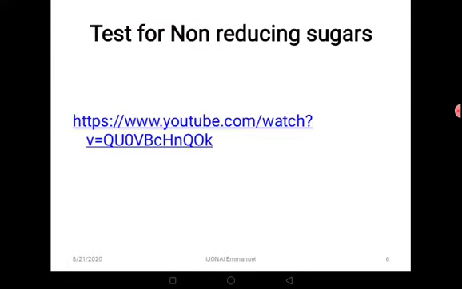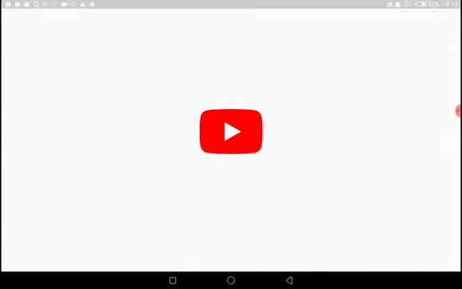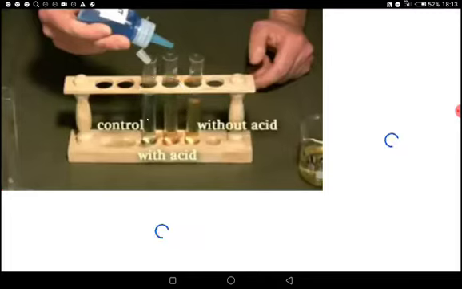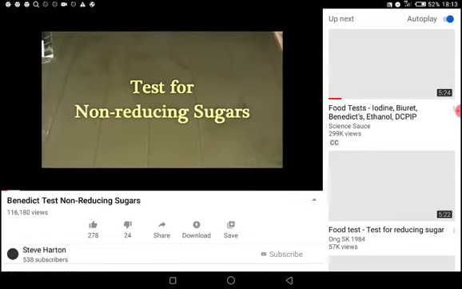We are going to find out how these tests are done. We can also look at this YouTube video, and then you watch and see how the sugars are first of all hydrolyzed to reducing sugars, and then finally the reducing sugars are tested using Benedict solution, one of the two. Okay.